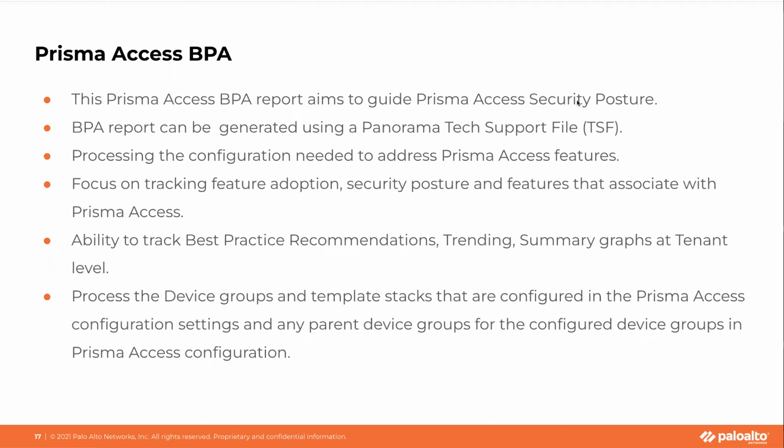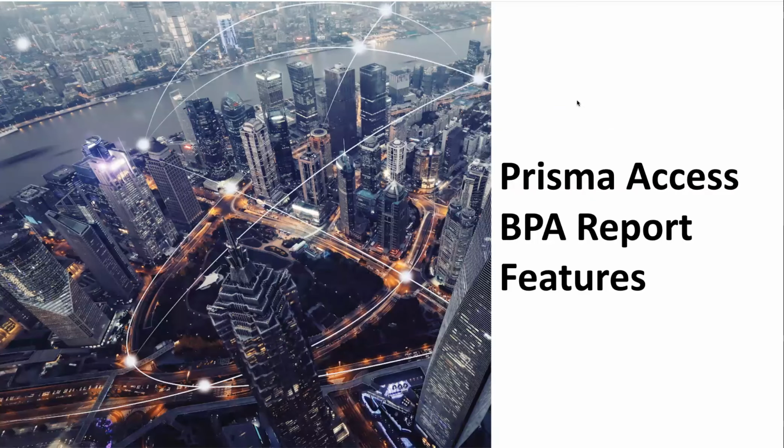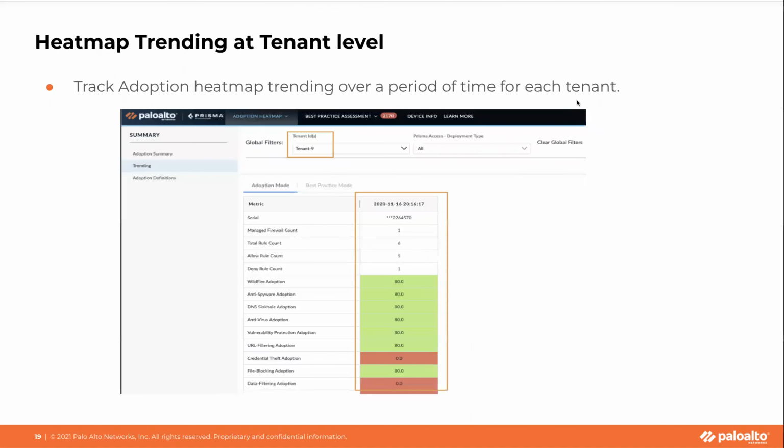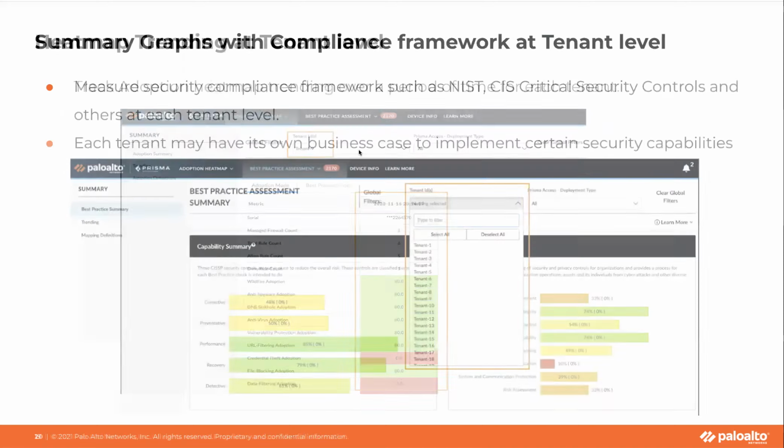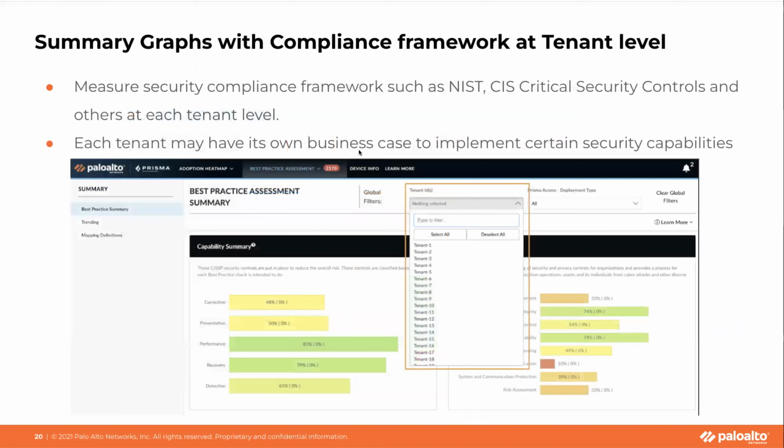And it processes the device group and template stack that are configured in the Prisma Access configuration settings and any parent device group for configured device groups in these Prisma Access configurations. Here are some of the features for the Prisma Access BPA report. As I mentioned, you can track the adoption at the per tenant level. If you have a multi-tenant environment, you can track the adoption of your security capabilities and the best practices at per tenant level.